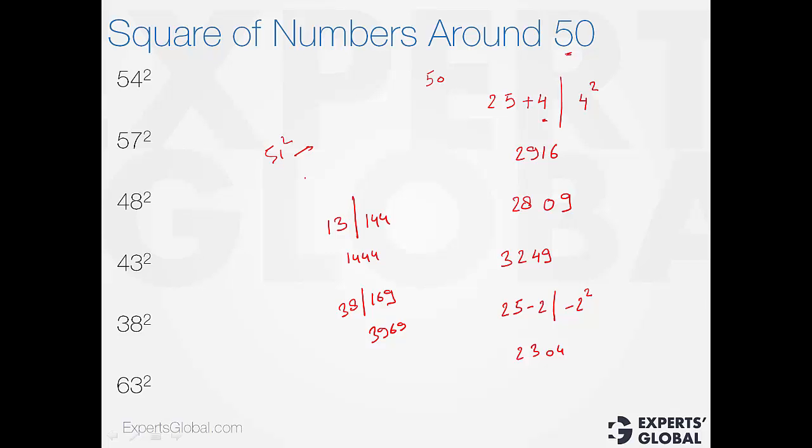49 square, 2401. 41 square, 1681. 42 square, 1764. So this can be quite helpful, I would say.